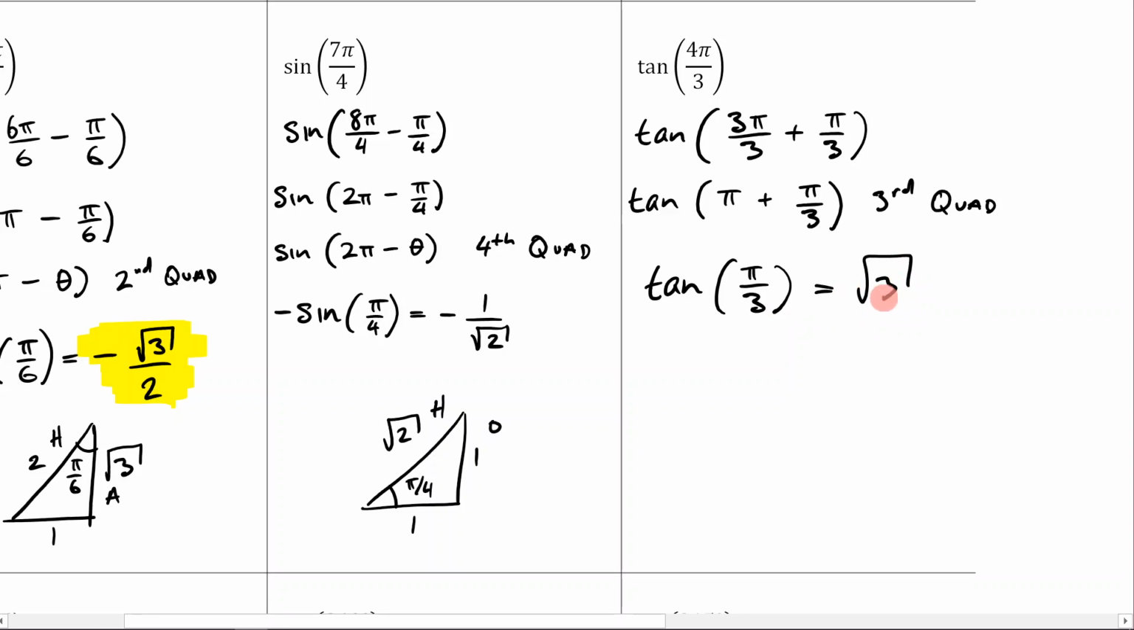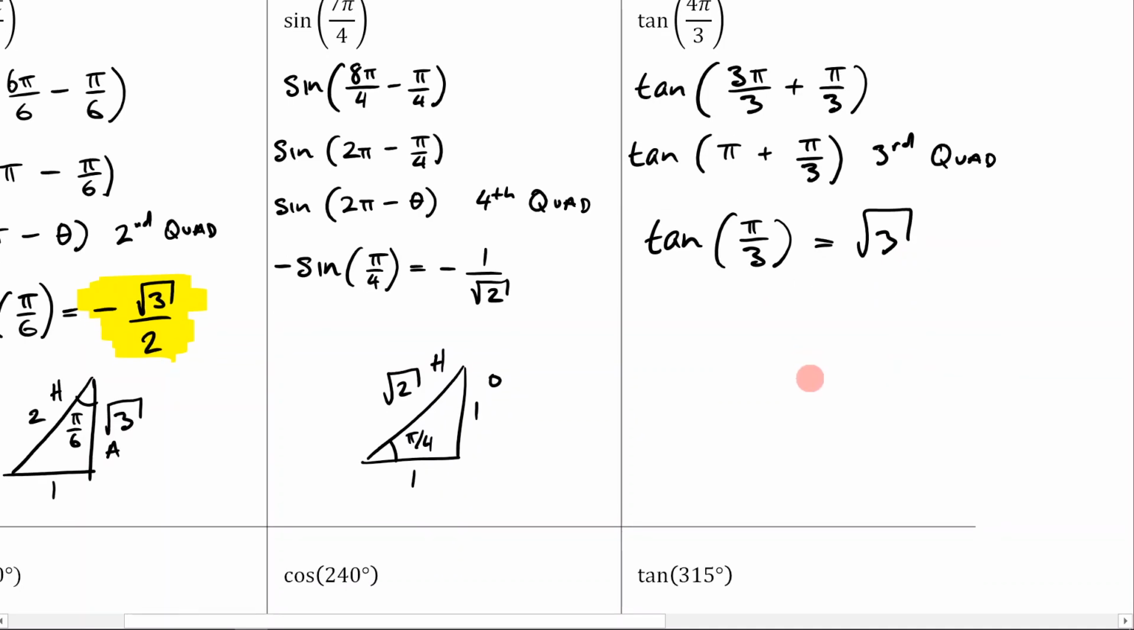And again, what I do hope is that you're able to do those really quickly after a while. But remember, you can always rely on your triangles if you're having trouble. Pi on 3 is this angle down here. This is the square root of 3, this is 2, that's 2, that's 1. Tan is opposite over adjacent. Square root of 3 over 1 is the square root of 3. All right, so those are our answers.